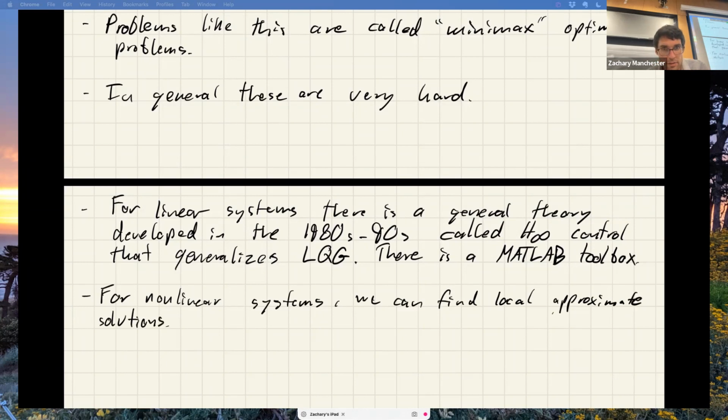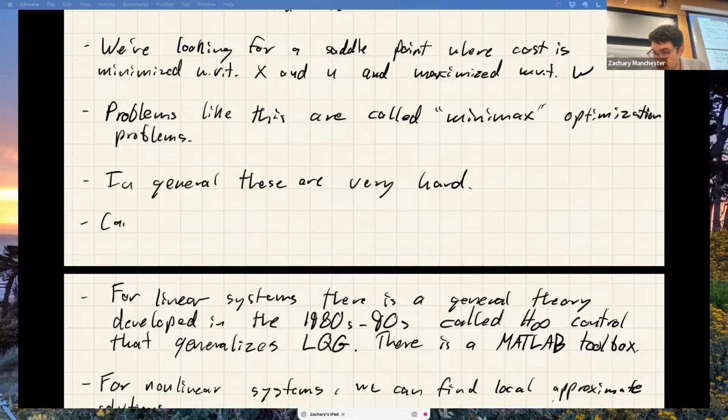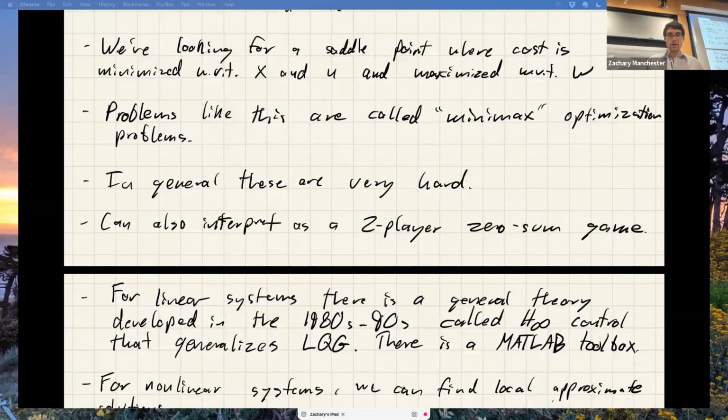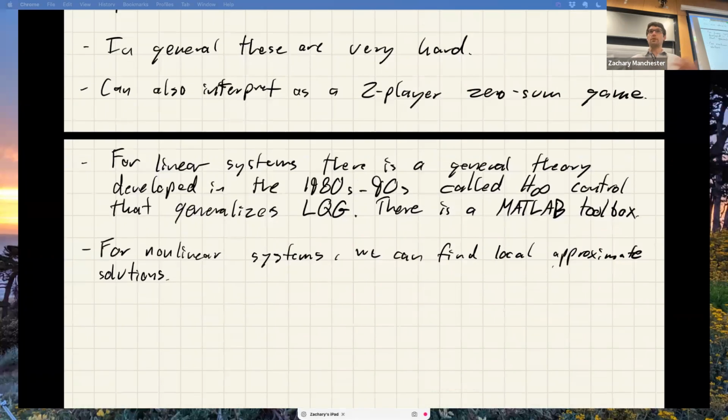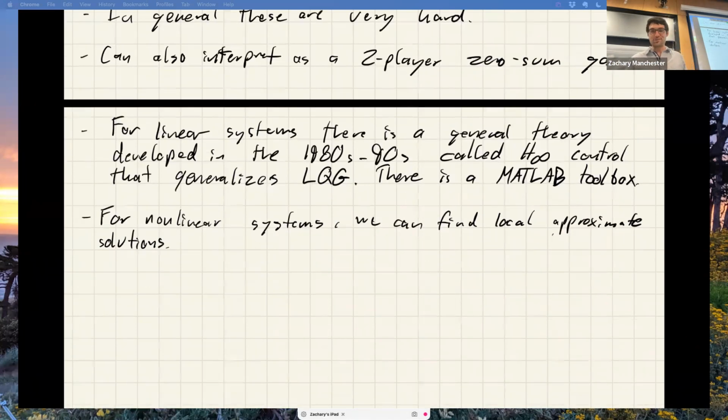What else do I want to say? This is the two-player game thing. Okay, cool. Any questions about any of that? So that is the problem setup. If you make F linear, then life is good. If it's nonlinear, it's hard as usual.